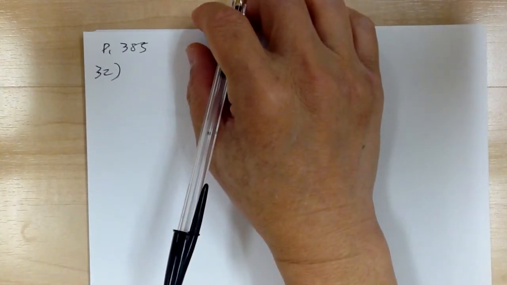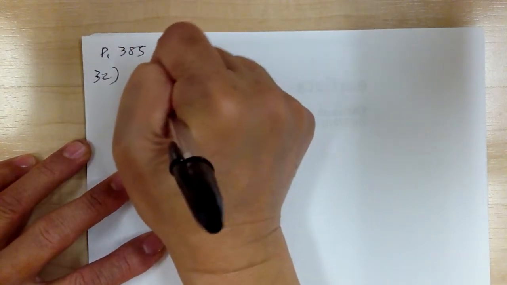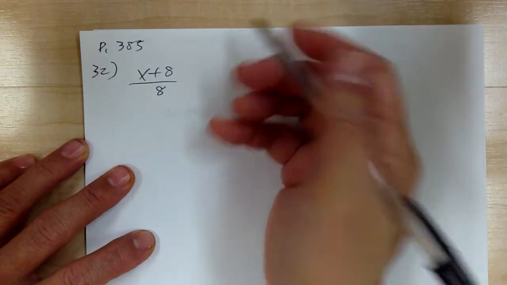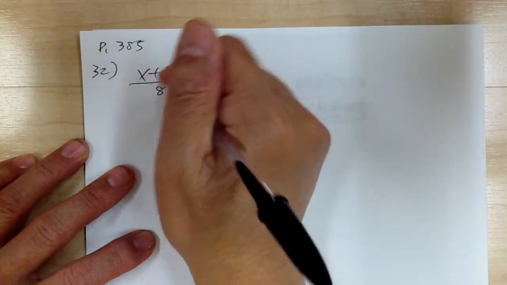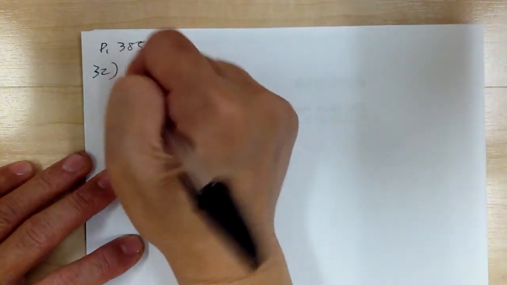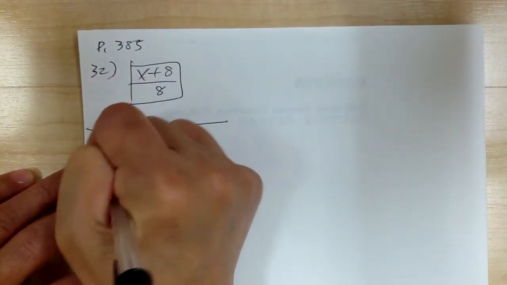Okay, number 32. You have x plus 8 over 8. And in this case, there's nothing you can do about it. You cannot factor, and because these are terms, you cannot just cancel out. So there's nothing that can be done. So that's it. Let's go to number 34.